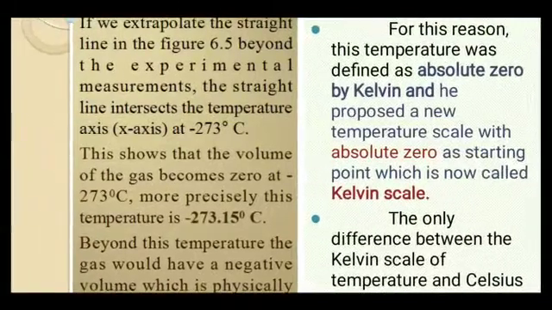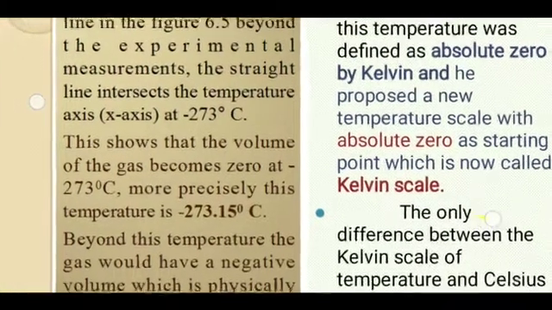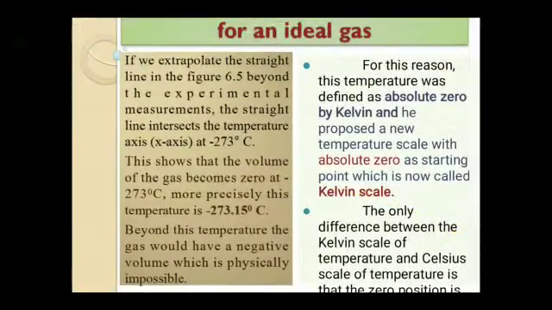For this reason, this temperature was defined as absolute zero by Kelvin. And he proposed a new temperature scale with absolute zero as the starting point, which is now called the Kelvin scale. The difference between the Kelvin scale of temperature and the Celsius scale of temperature is that the zero position is shifted.